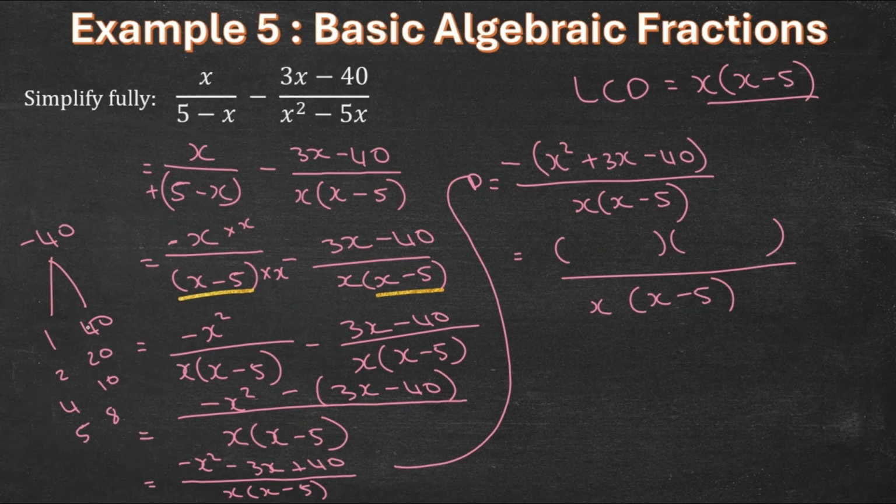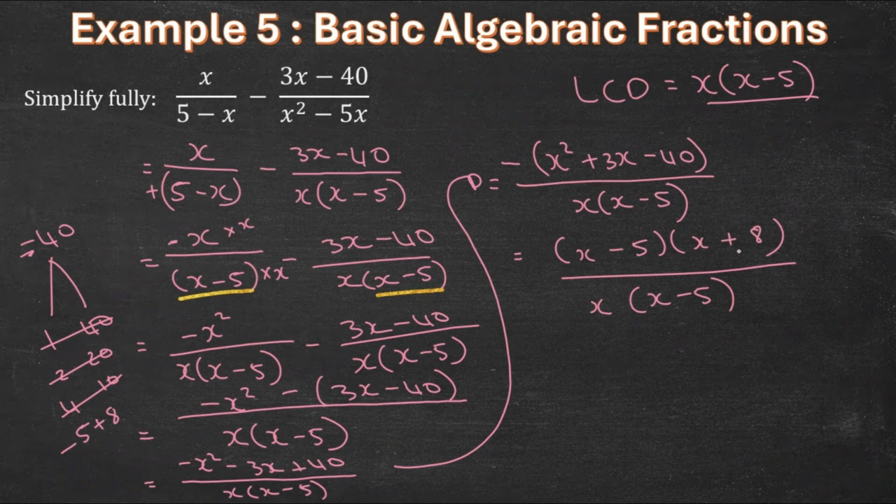Let's have a look at the number pairs. 1 and 40 will not get me to positive 3. The 2 and the 20 neither. 10 minus 4 will give me 6, and 10 plus 4 will give me 14. So that one won't work either. Now here, if I have positive 8, negative 5. So 8 minus 5, yes, that will give me positive 3. And let's do a final test. Negative 5 times positive 8, yes, will get me to negative 40. So I'm working with x's. Now let's see, we've got negative 5 and positive 8.